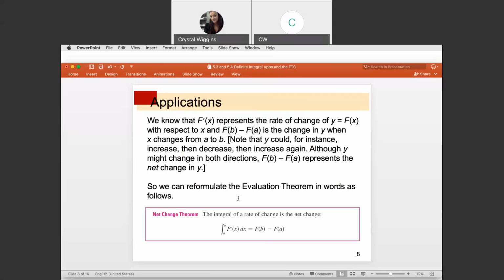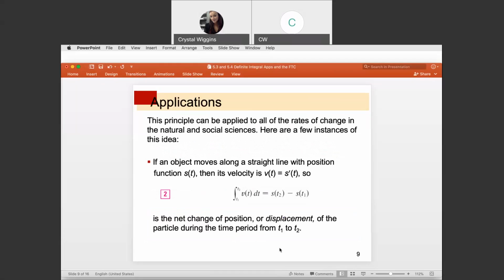So we can formulate the evaluation theorem in the following words: if we wanted to apply this integral, we would take the antiderivative and then substitute in b minus substituting in a. The principle can be applied to all the rates of change in the natural and social sciences. Here are a few instances of this idea.